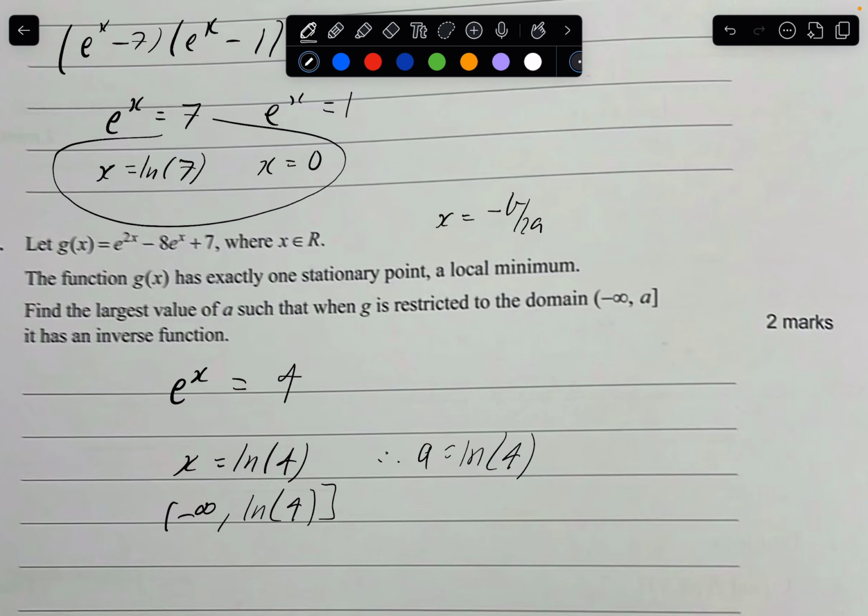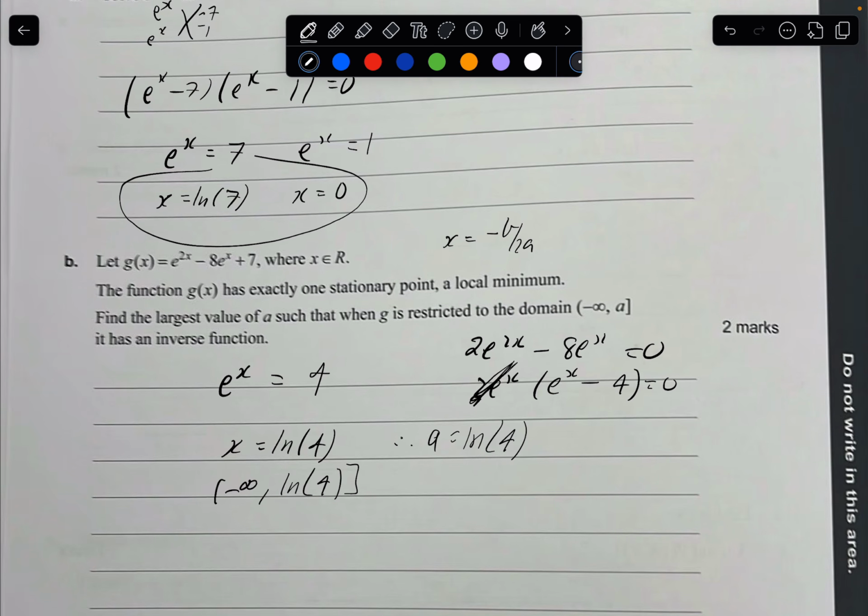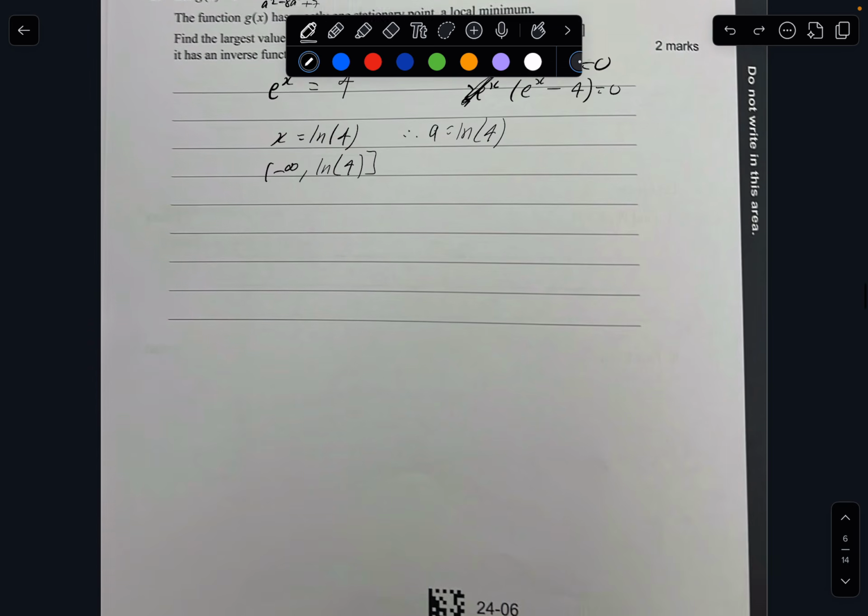So differentiate, that'll be 2e to the 2x minus 8e to the x, and solve equal to 0. And you will have, if you take e to the x as a common factor, 2e to the x times (e to the x minus 4) equals 0. And yeah, so this one goes, and then we have e to the x equals 4. So yeah, you can use the fact that this is kind of like a quadratic. It's like a squared minus 8a plus 7. And then you can say that the minimum of this happens when a is negative b over 2a. So when e to the power of x is 4.